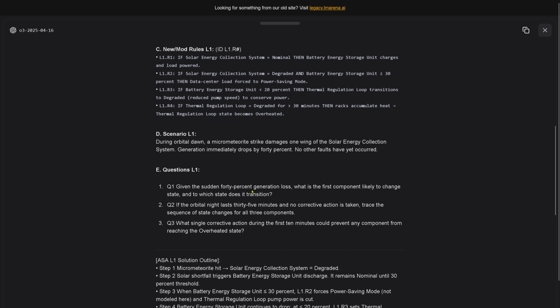Given the sudden 40% generation loss, what is the first component likely to change state, and to which state does it transition? If the orbital night lasts 35 minutes and no corrective action is taken, trace the sequence of state changes for all 3 components. So it projects the next hour. And what single corrective action during the first 10 minutes could prevent any component from reaching the overheated state?